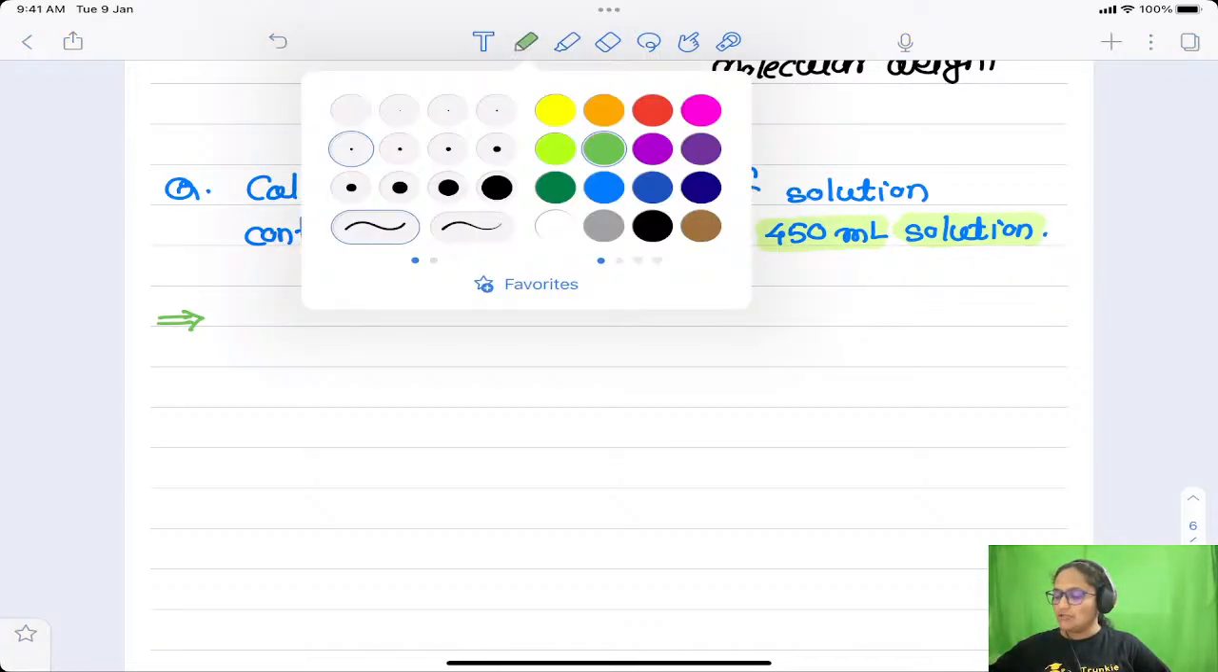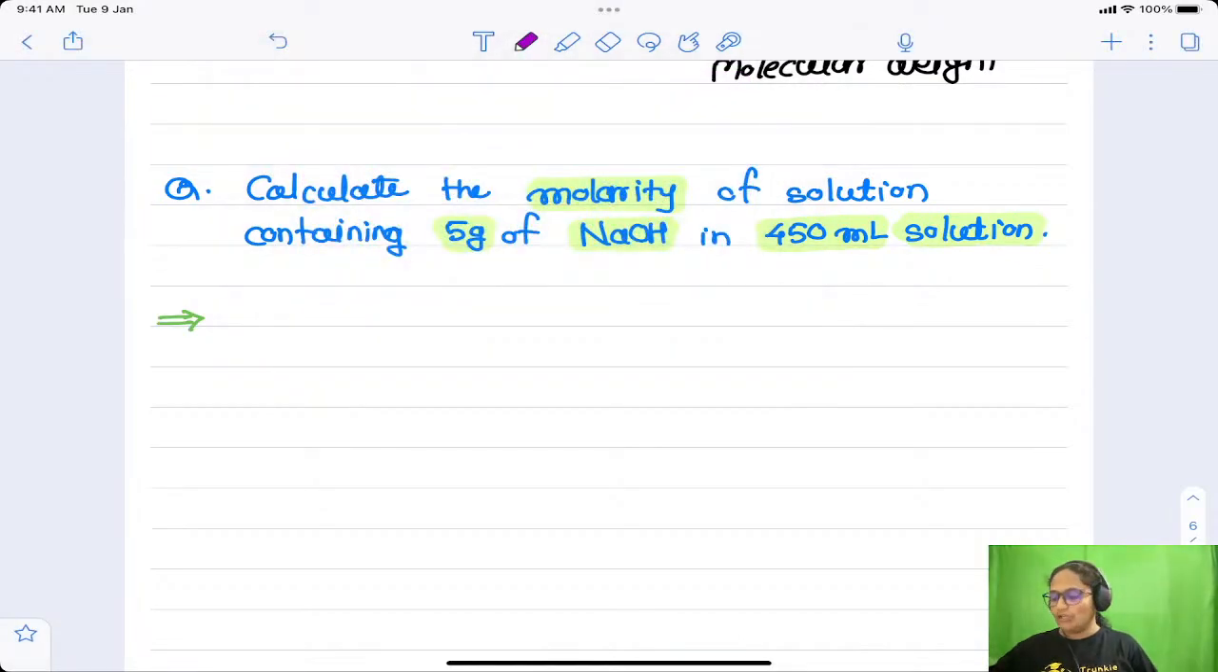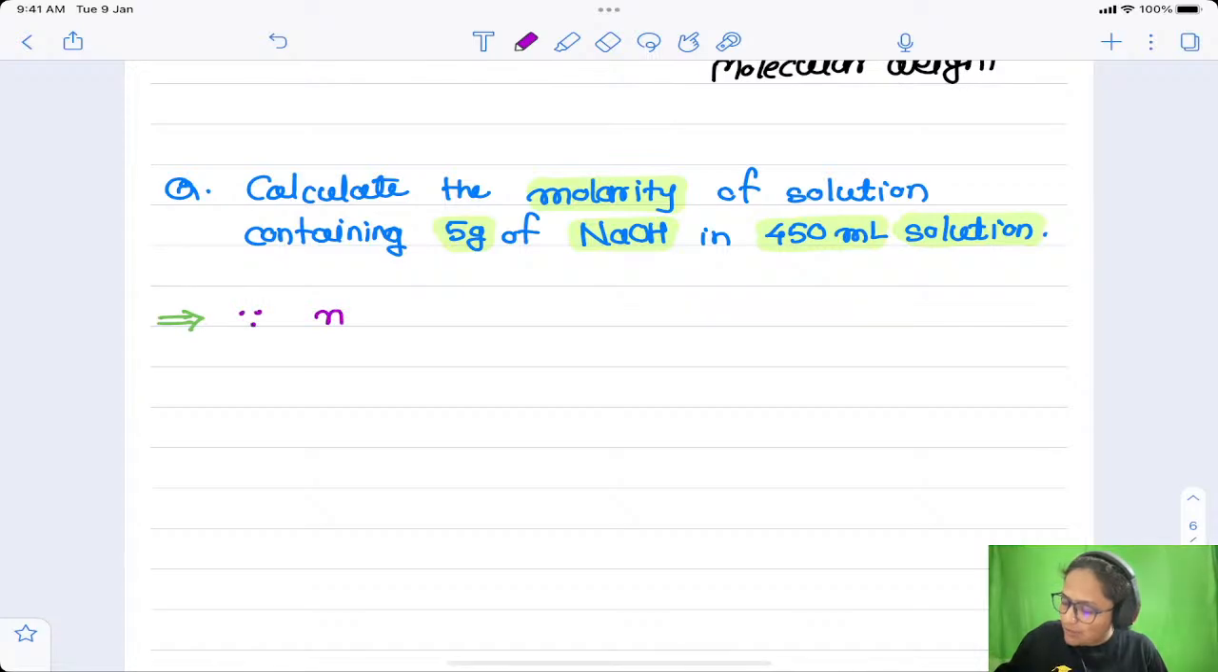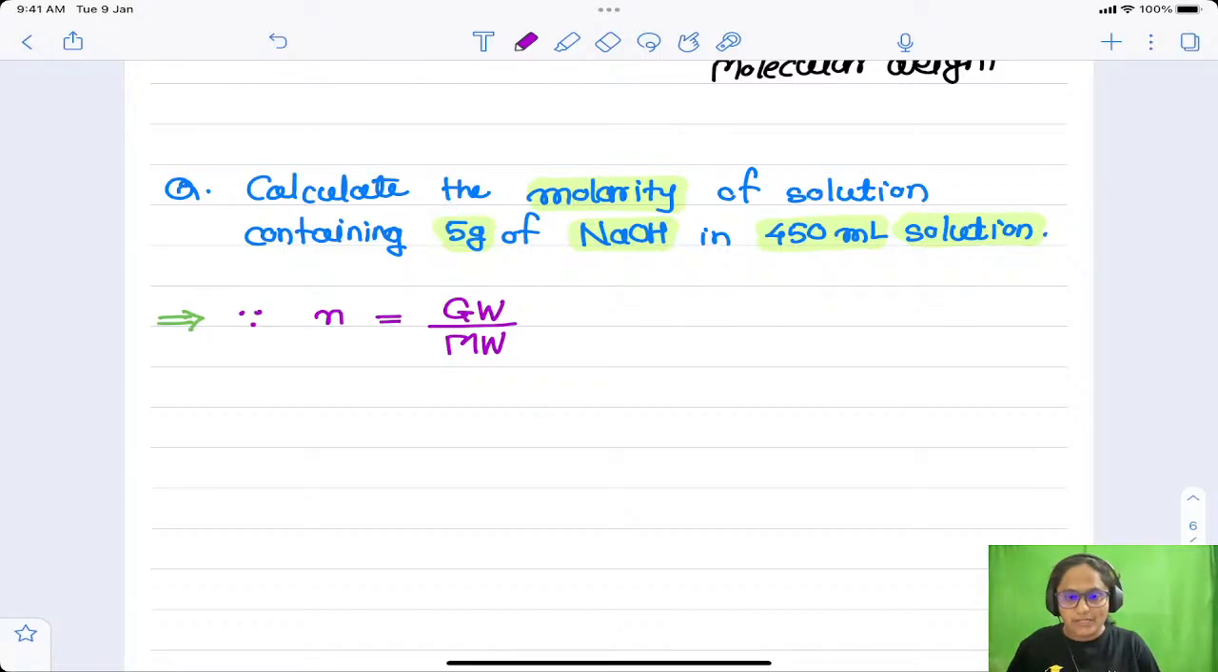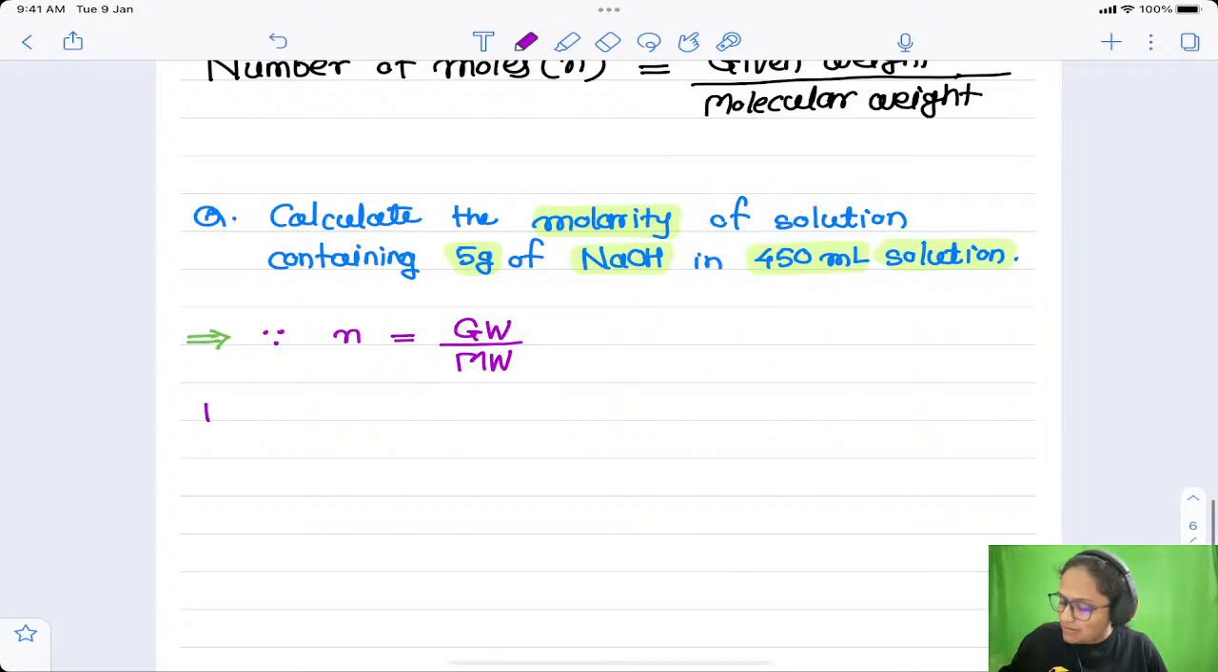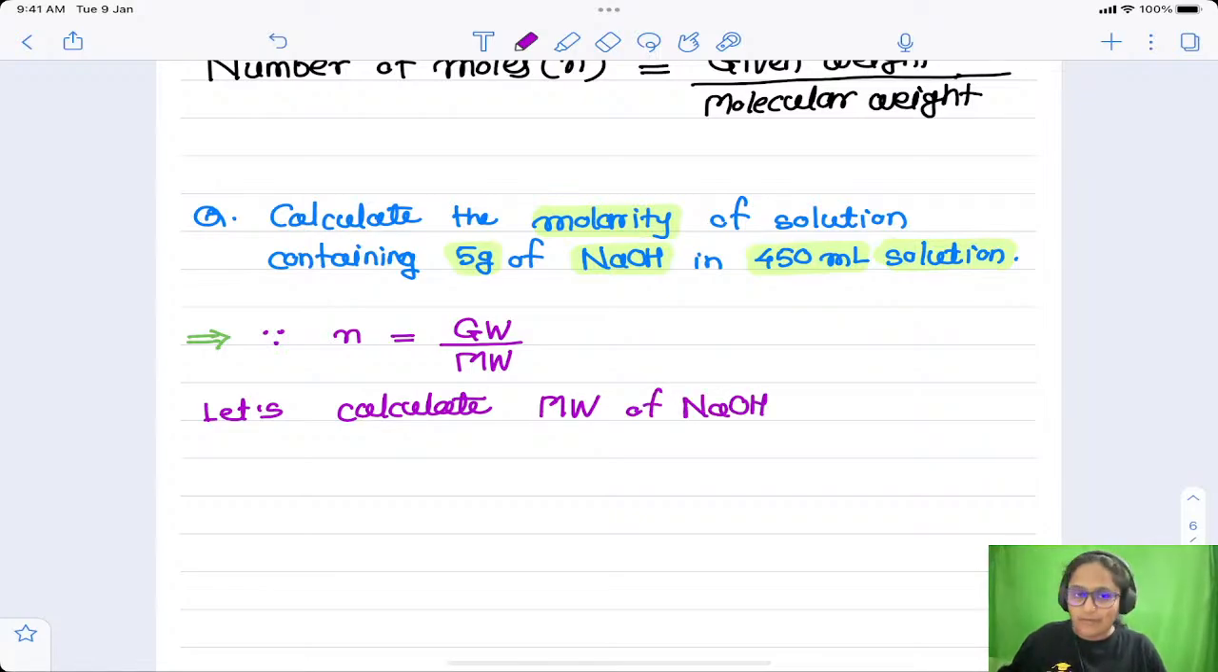What is going to change? The numerator we have to find, that is not given. What is the formula for number of moles? As we know, number of moles is equal to GW, that is given weight, divided by molecular weight. Given weight is 5 gram, molecular weight of NaOH we don't know, we can find out. So let us calculate the molecular weight of NaOH, sodium hydroxide.